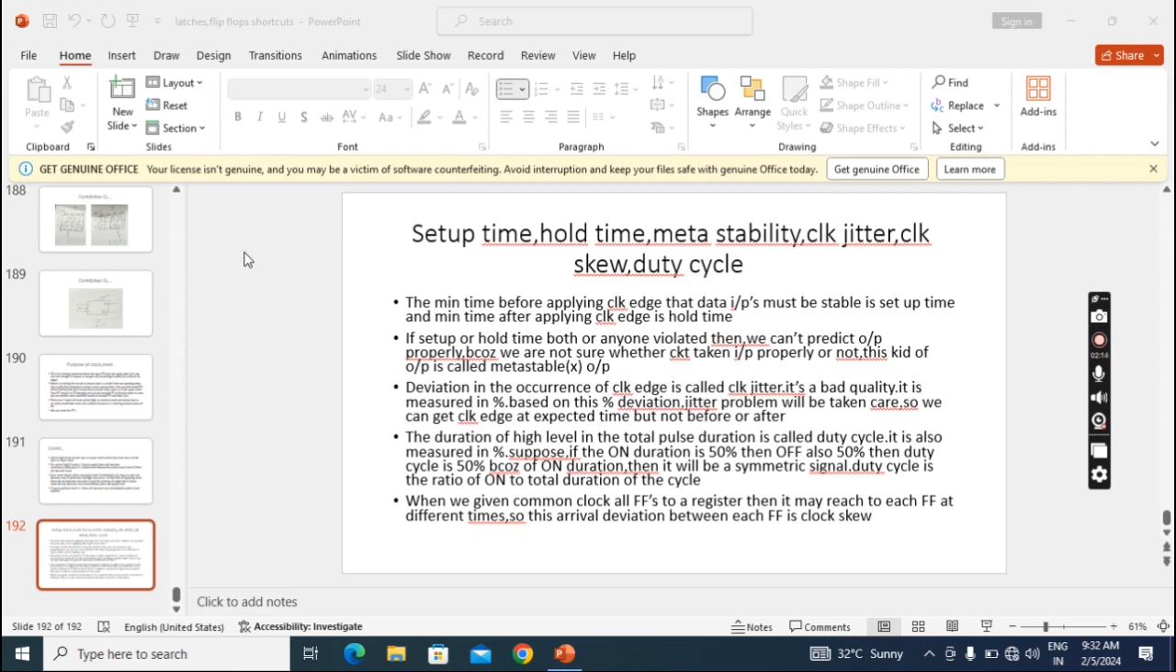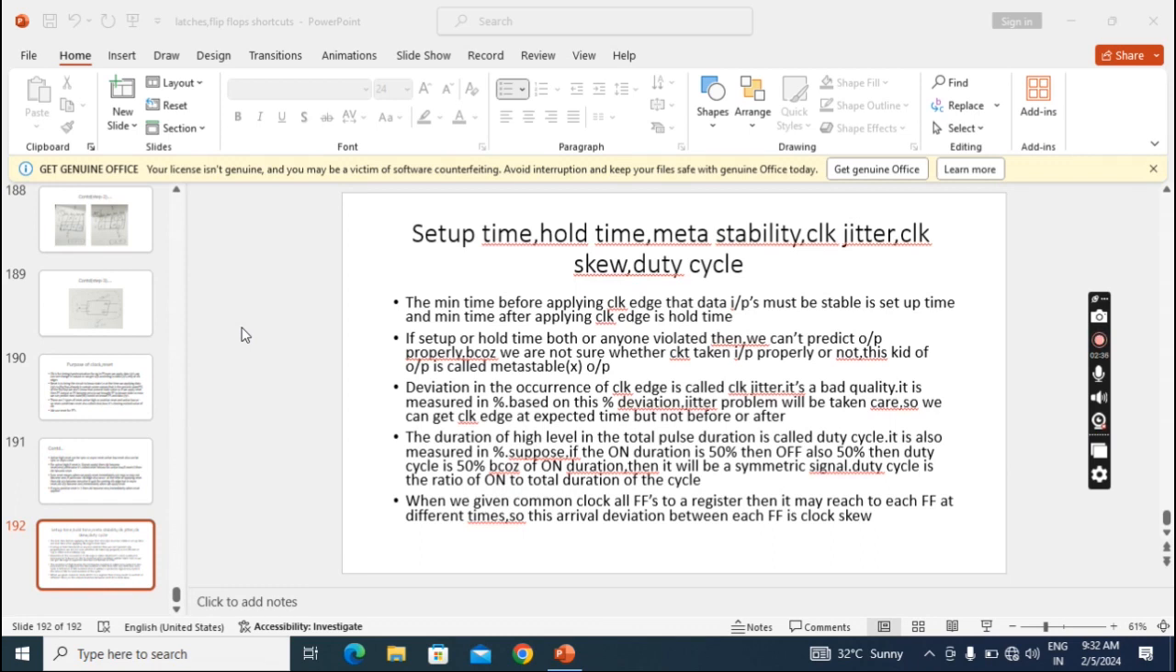Then coming to clock skew. Suppose there is a register that contains different flip-flops. We give a common clock to all the flip-flops of that register, and that common clock may reach each flip-flop of the register at different times. That deviation is called clock skew.